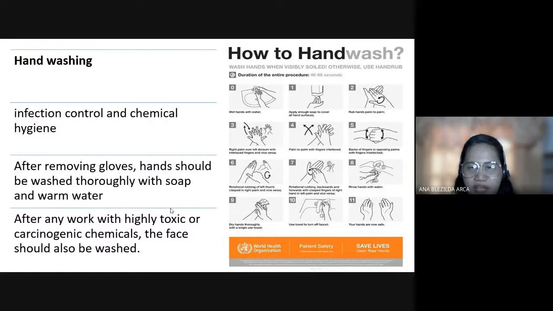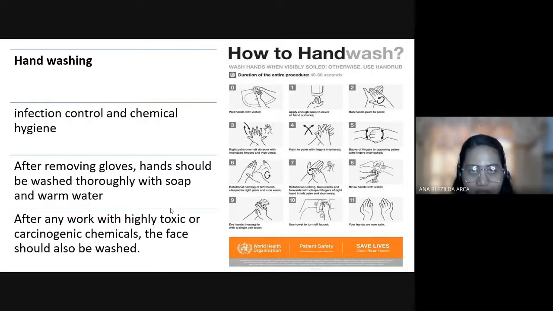Kasi kapag nag-work ka na sa ospital, kukuha ka rin ng dugo sa mga bagong silang. Yung mga sanggol mismo, di ba? Yung mga newborn, kukuha ka ng blood sa kanila. Siyempre, kailangan mo silang hawakan. And then they are very delicate, di ba? Hindi pwede na madumi ang kamay mo kapag hinawakan sila. Now, another one is hand washing is very important for infection control and chemical hygiene, di ba? Now, whenever you remove your gloves, your hands should be washed with soap thoroughly and warm water.